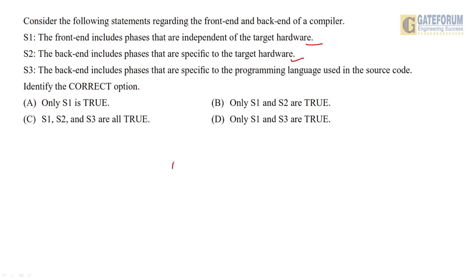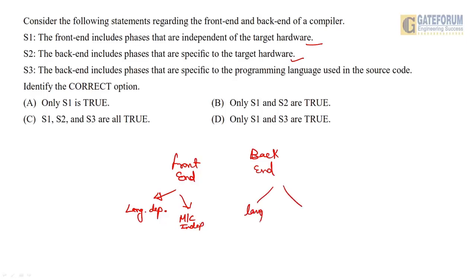So you should remember one point, we can divide our phases of compiler into two phases, front end of compiler as well as the back end of compiler. So what we can say about the front end of compiler is a language dependent. It contains language dependent phases as well as machine independent phases. Similarly, backend of compiler is a language independent, but it is machine dependent. So here what we can say that statement 1 and 2 both are correct. You can go with option B.